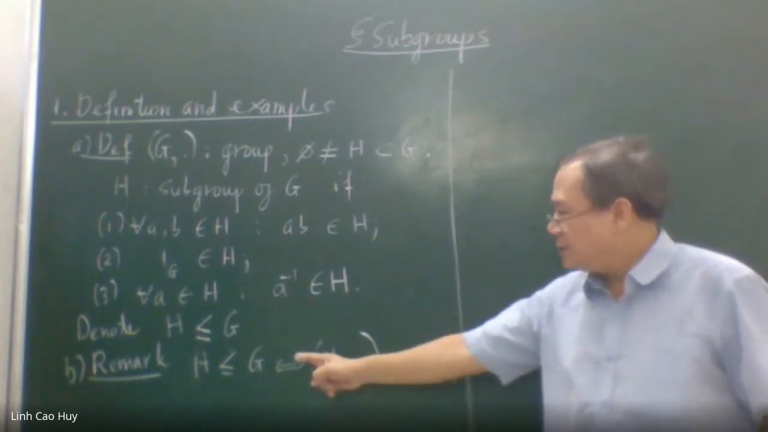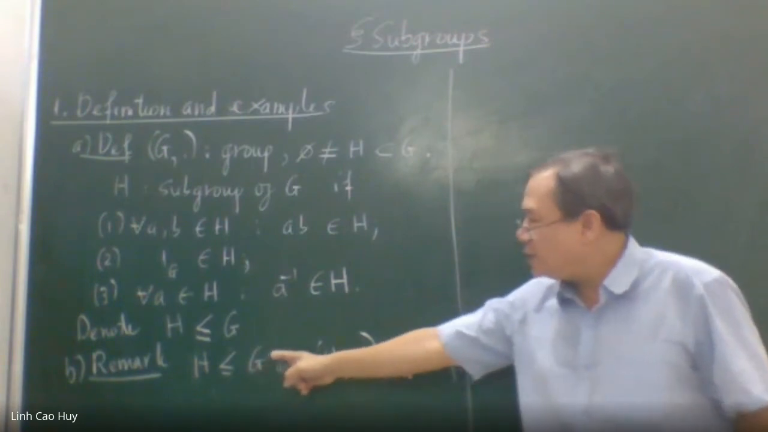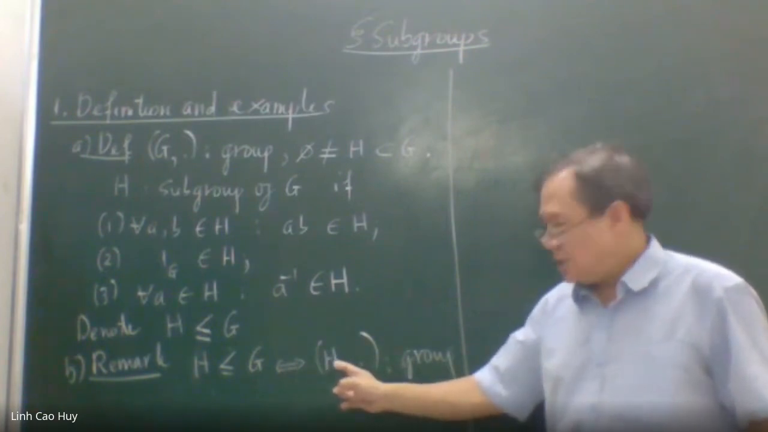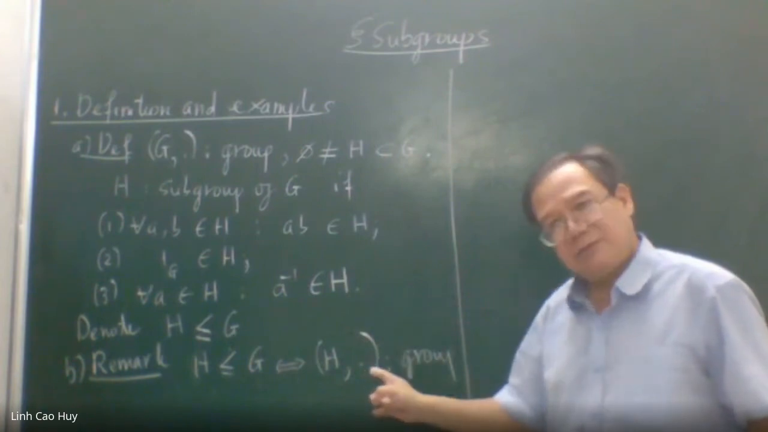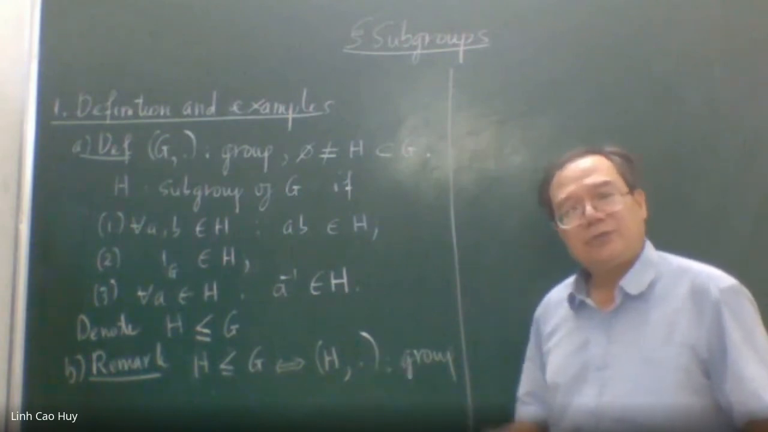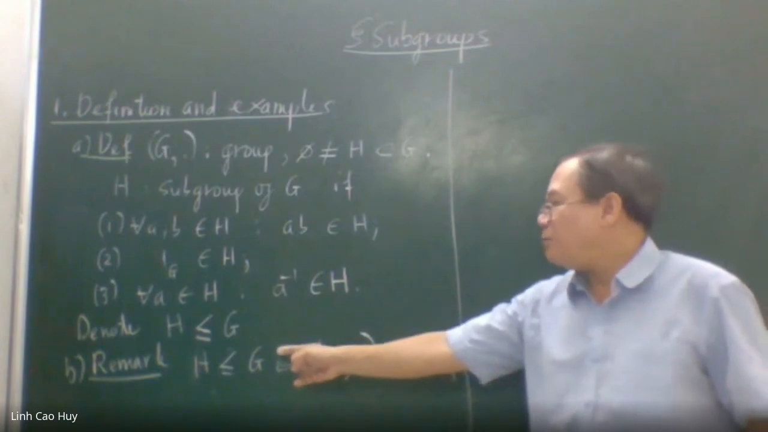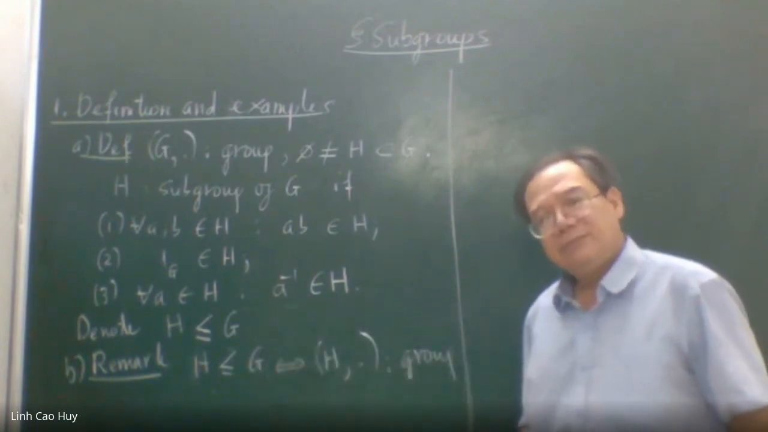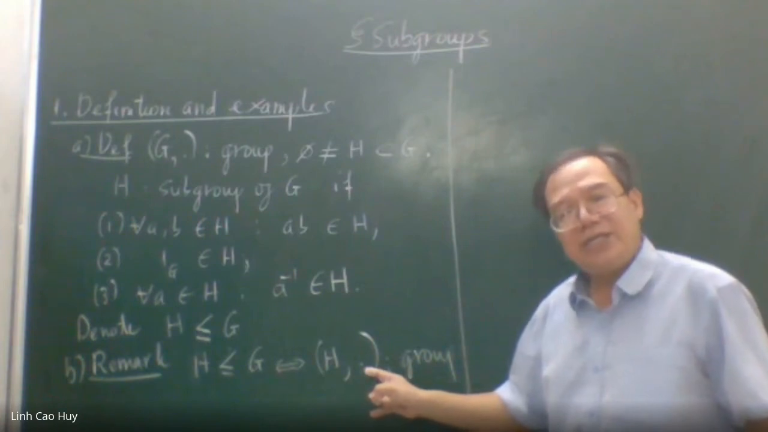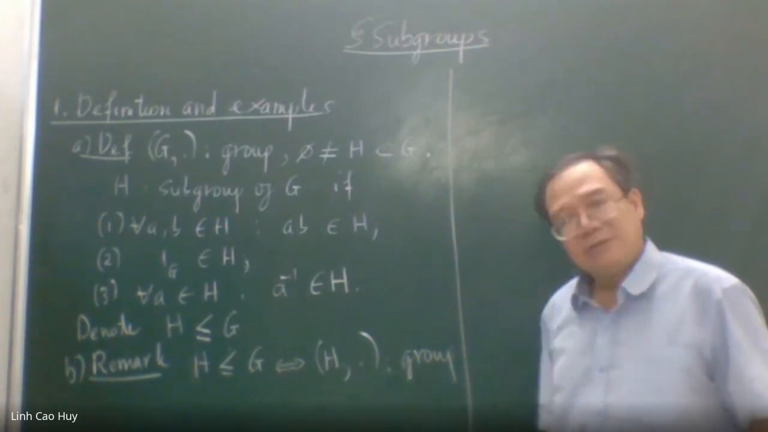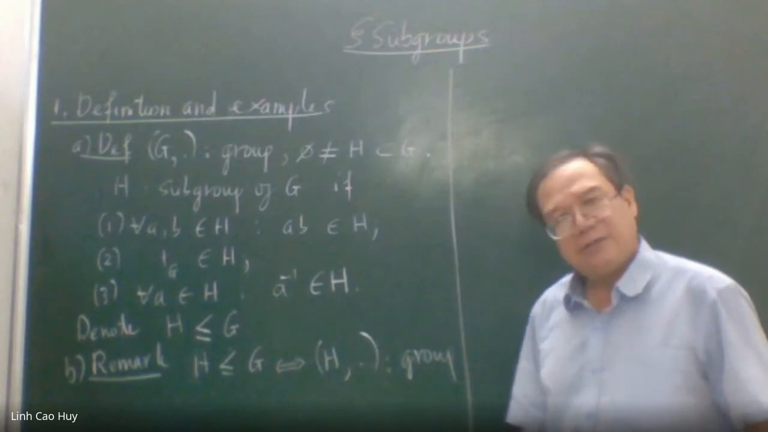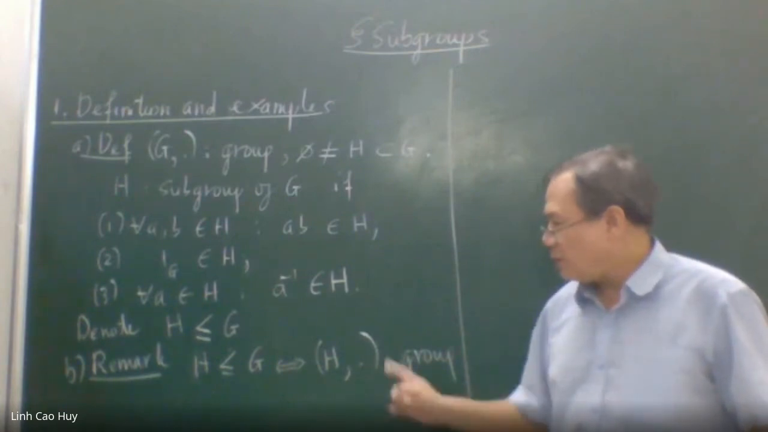I want to say H is a subgroup of G if and only if the subset H along with the multiplication induced from G is a group. What I want to say is that H with the multiplication induced from G is a group, that is, the multiplication induced from G on H becomes a group.